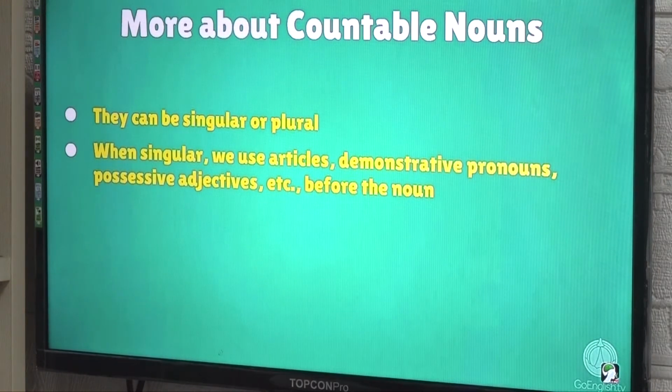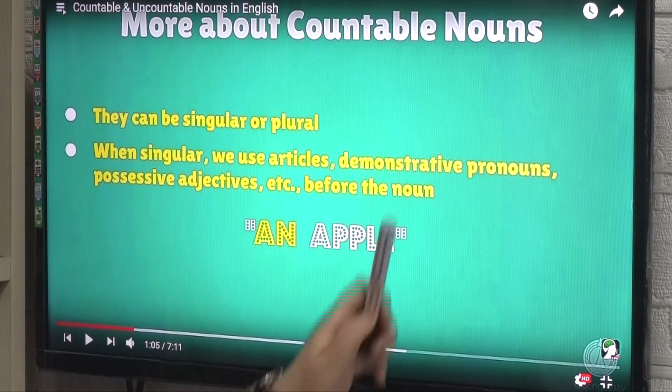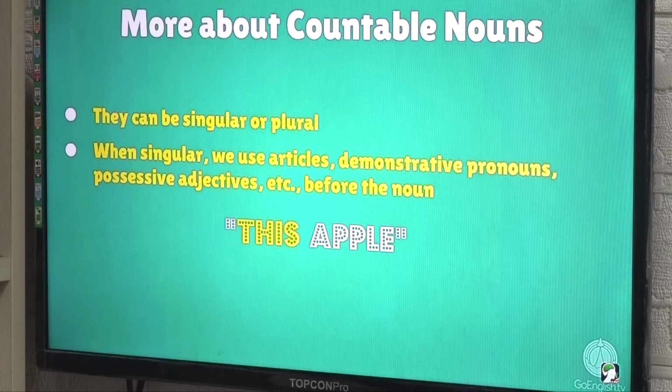When singular, we use articles, demonstrative pronouns, possessive adjectives, etc., before the noun. An apple. An is an article. Do you know what articles are? It means a and the. The demonstrative pronouns are this, that, these, those, alright? Possessive adjectives are his, her, our, their, etc. This apple. Okay? Demonstrative pronoun. Your apple. Possessive adjective. Your.